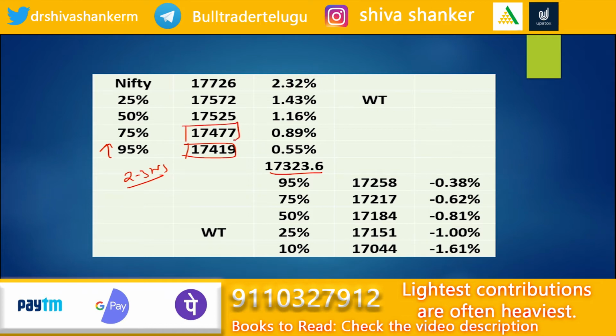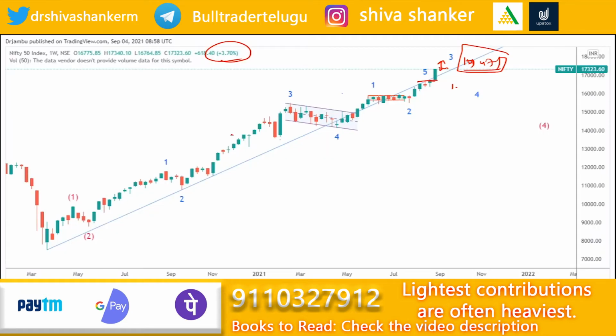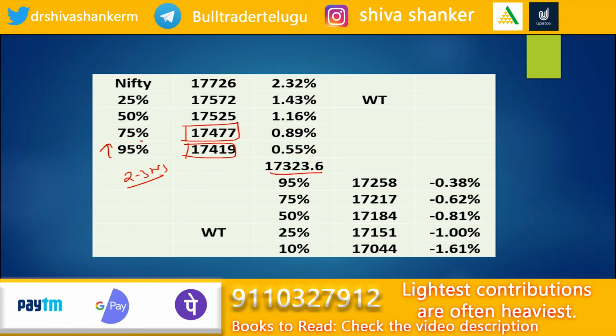As I said just before, this 17,477 will act as a good resistance because in the Nifty Elliott wave, this third wave will end at the 17,477 level. If the market sustains above this point, then we can expect these two targets also, and the weekly target will be around 17,572. But mostly Nifty 50 ranges between 17,477 and 17,217 this week, because the market has already rallied 3.7%, approximately 4%, last week. So this week we can expect a flat, sideways market, or some mild bullish sentiment.